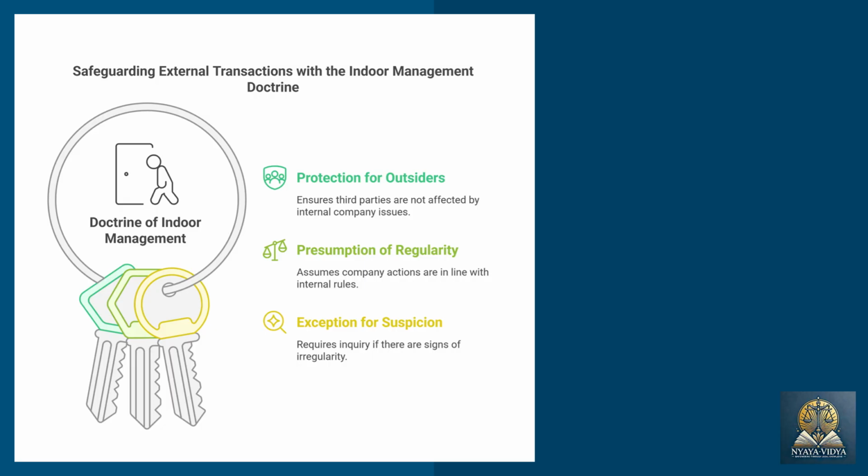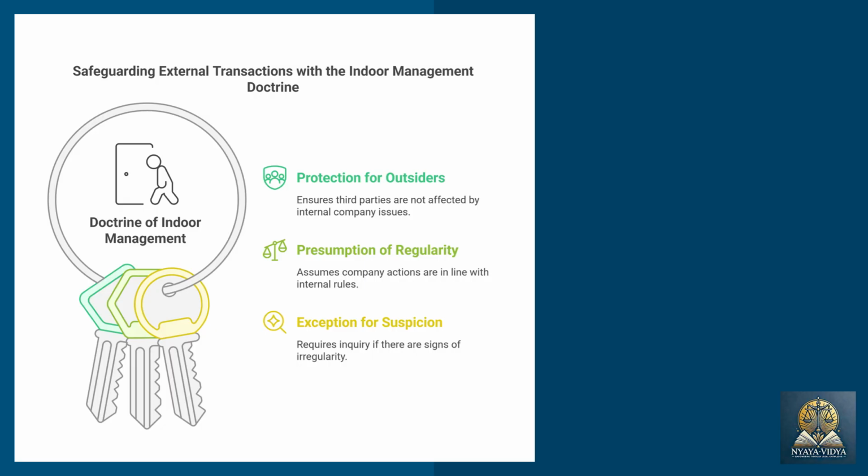Internally, every company should have a code, an ethics board. All the people in the company, all the workers, are supposed to follow the internal procedures. Indoor management talks a lot about them. The first one is protection for outsiders. This doctrine helps protect third parties who deal with the company. They don't need to check whether the company's internal rules are being followed. They can trust the company's representatives to act with authority.